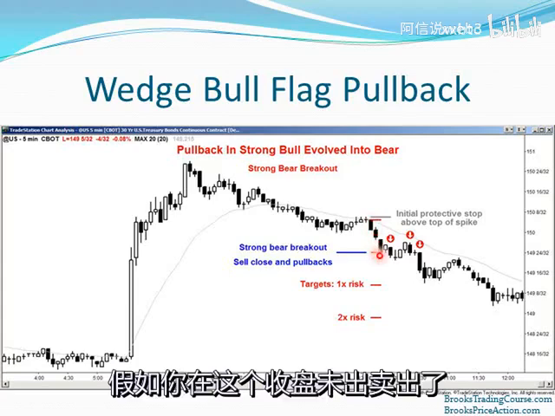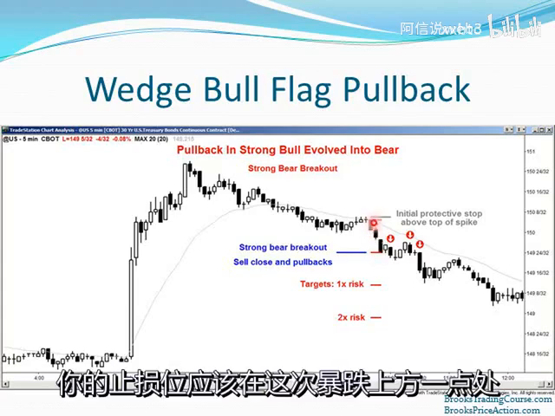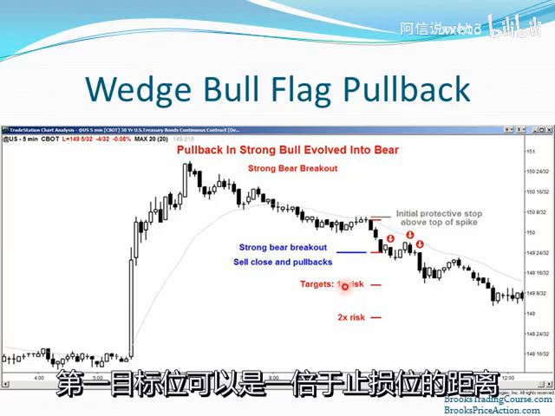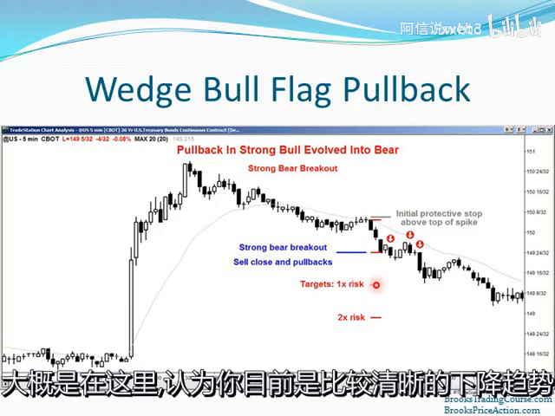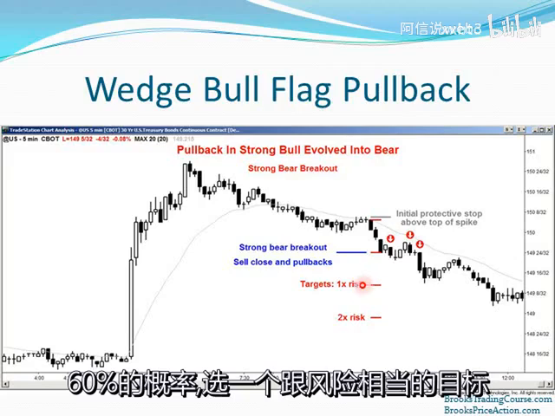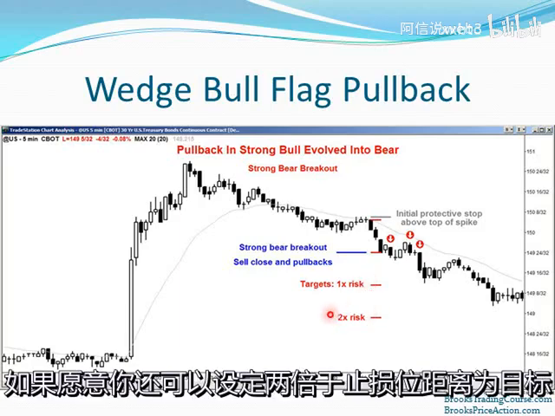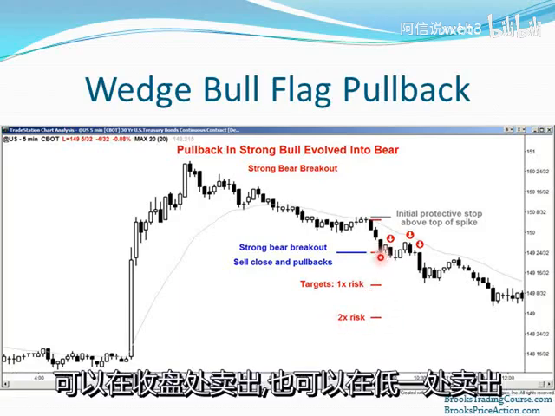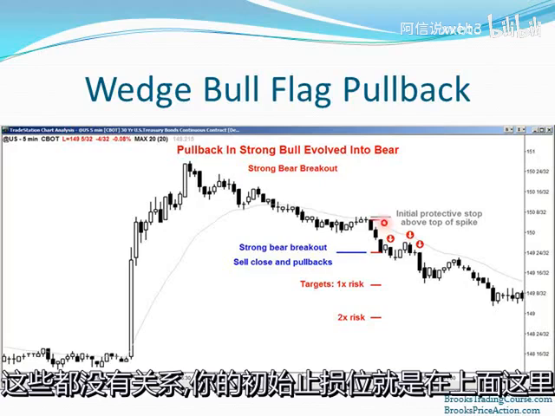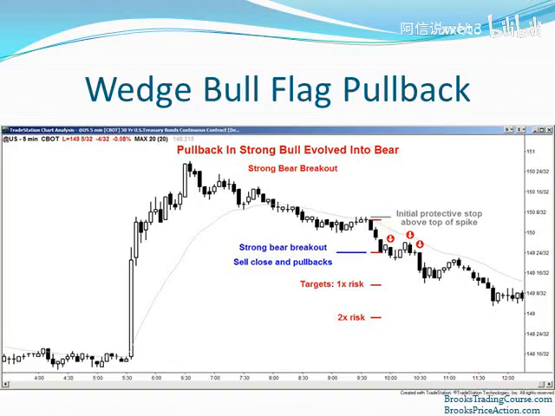The height of the spike, let's say you sold this close. Your stop is going to be 1 tick above the high of the spike. So up here at this gray line, that's your initial protective stop. Your initial target, you might want to go for 1 time the risk, thinking that it's now a clear bear trend, so that means 60% probability. With 60% probability, you can go for a target that's just equal to your risk. If you want, you can try to go for a target that's twice your risk. You can sell closes, you can sell the low 1, you can sell the low 2, you can sell the triangle. It doesn't matter. Your initial protective stop is up here.